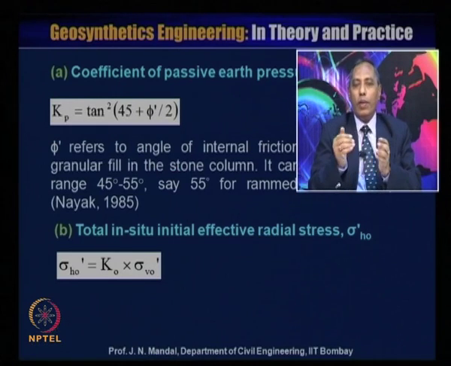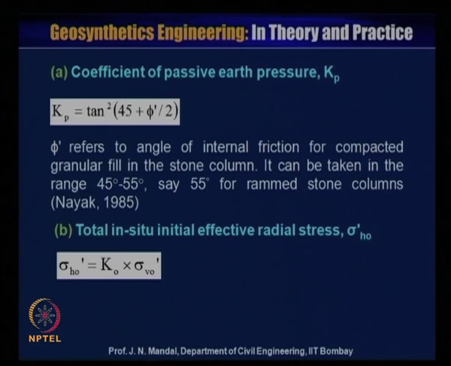A, coefficient of passive earth pressure Kp. So, Kp is equal to tan square of 45 degree plus phi dash divided by 2, where phi dash refers to the angle of internal friction for compacted granular fill in the stone column. It can be taken in the range of 45 degree to 55 degree, say 55 degree for Ramet stone column, that is like 1985. B, total in situ initial effective radial stress sigma H0 dash. So, sigma H0 dash is equal to K0 into sigma V0 dash.